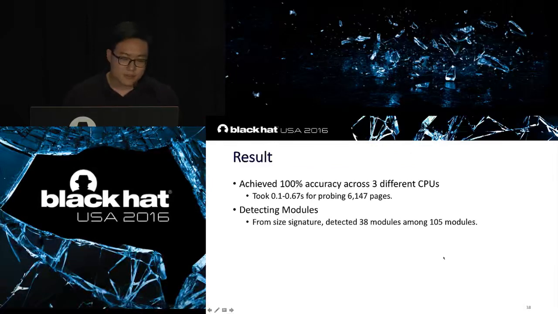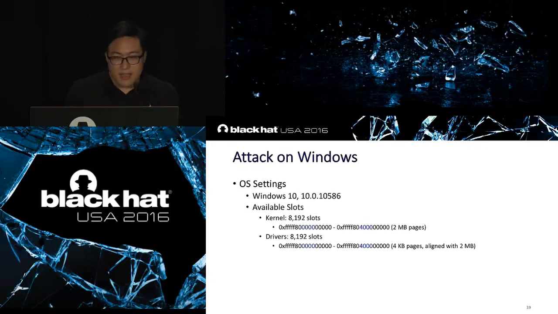So for the attack on Linux, we achieved 100% accuracy across 3 different processors, and it took around 0.1 to 0.6 seconds for probing over 6,000 pages. And for detecting modules, we can uniquely detect 38 modules among the 105 modules by the size signature.